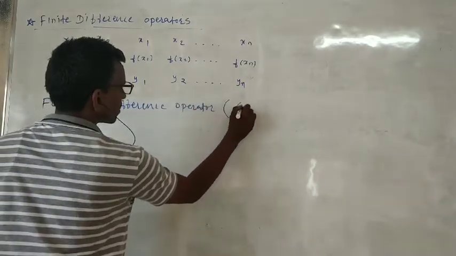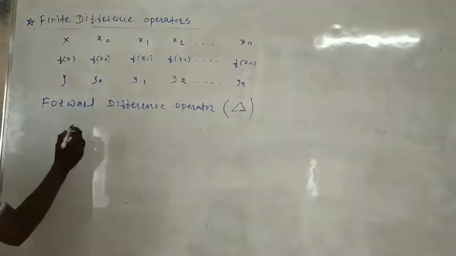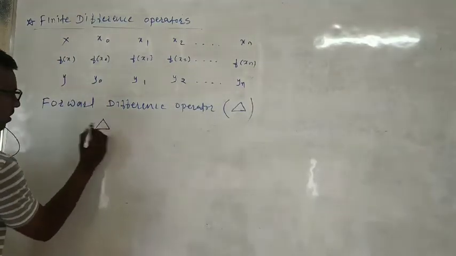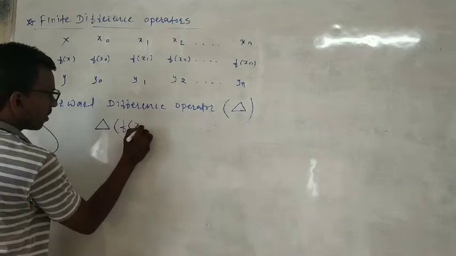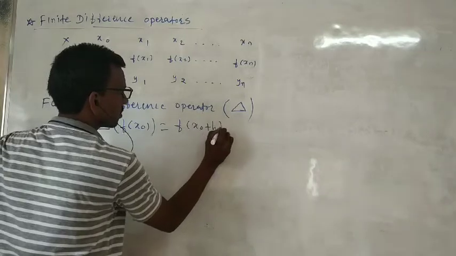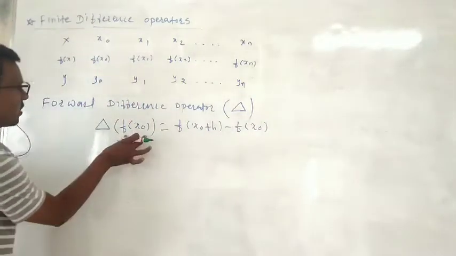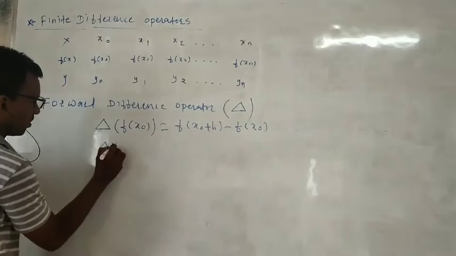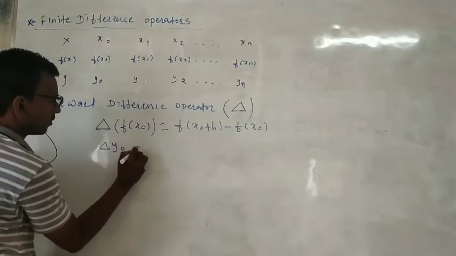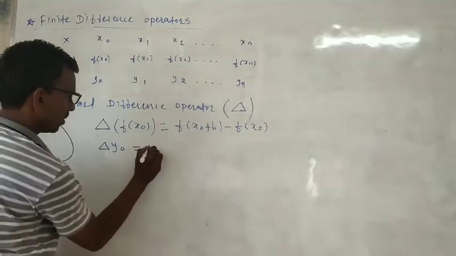It is denoted like this. Okay. Now, it is defined as forward difference operator of f of x0 is equal to f of x0 plus h minus f of x0. This f of x0 is y0. x0 plus h is x1, so f of x1 is y1.